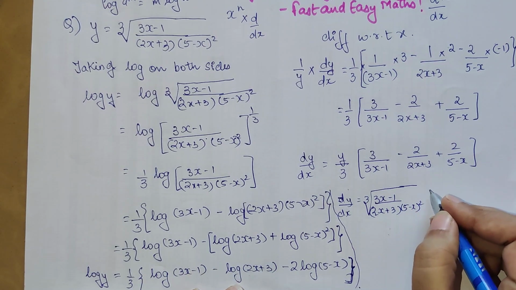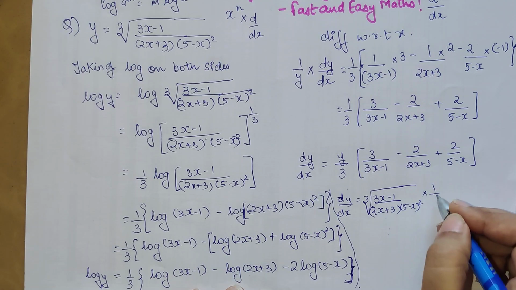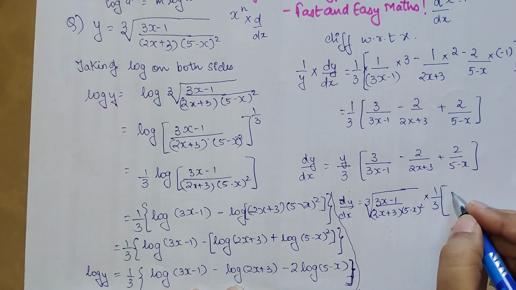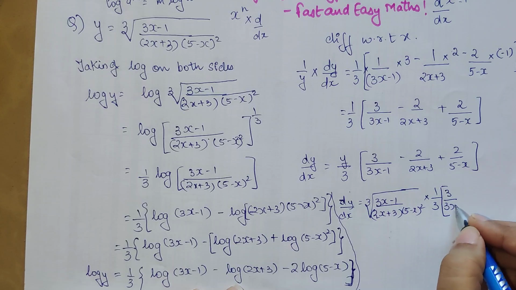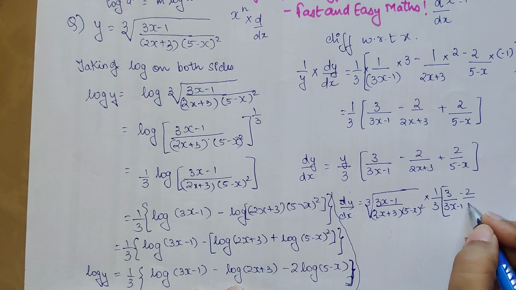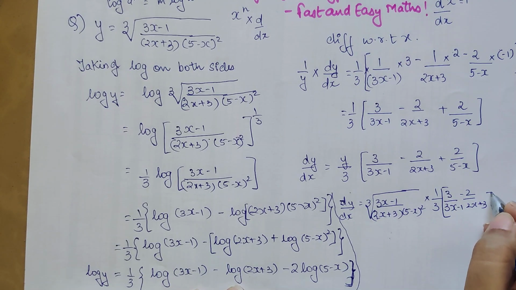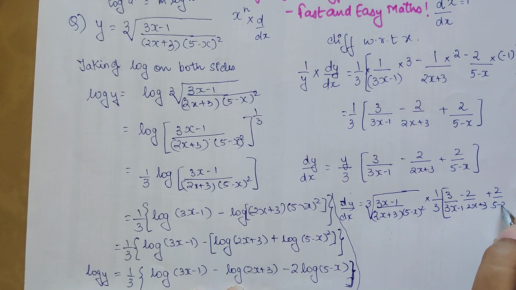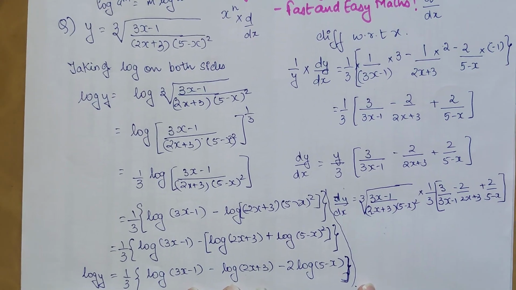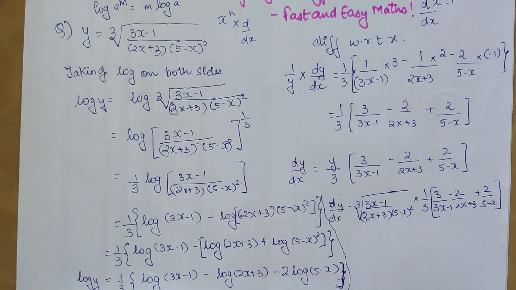Okay, into 1 upon 3 upon 3x minus 1 minus 2 upon 2x plus 3 plus 2 upon 5 minus x. Okay, so now students, please understand, a lot of you ask me whether you should again simplify this bracket. It is fine if you don't. Okay, it is completely fine. So don't worry if your answers do not exactly match, but that's fine.